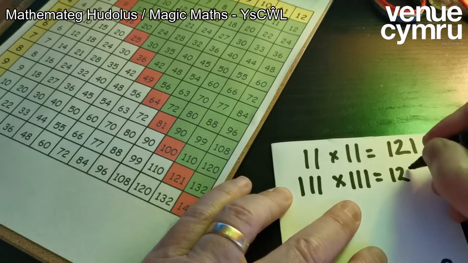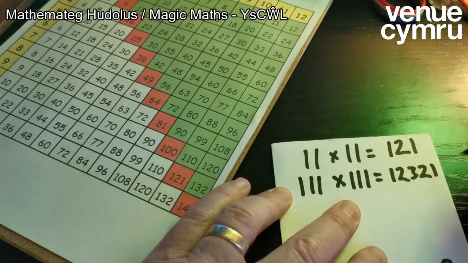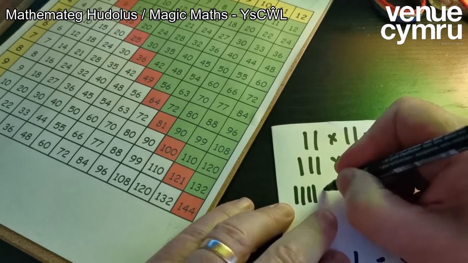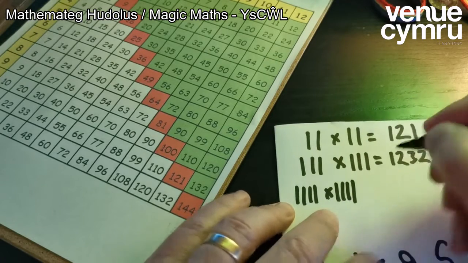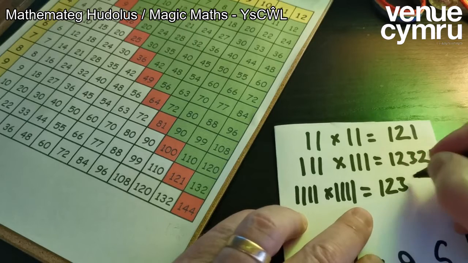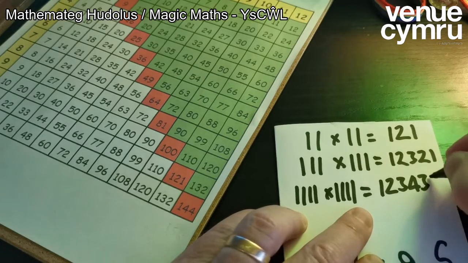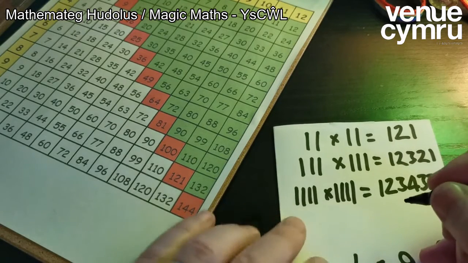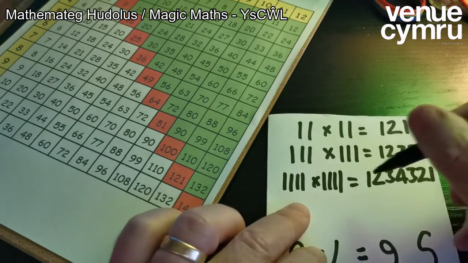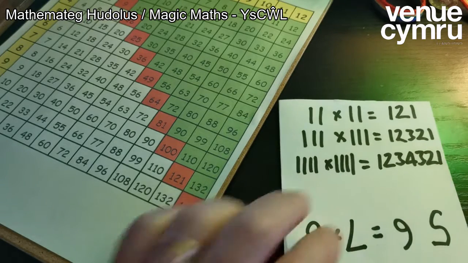1, 2, 3, 2, 1. Yeah, and now we're going to go 1, 1, 1, 1 times 1, 1, 1, 1. I love doing this. Don't know why I just do. 1, 2, 3, 4, 3, 2, 1. In fact, you can try bigger rows of ones and square them on the calculator and see what you get. See if you get the pattern. Isn't that super?